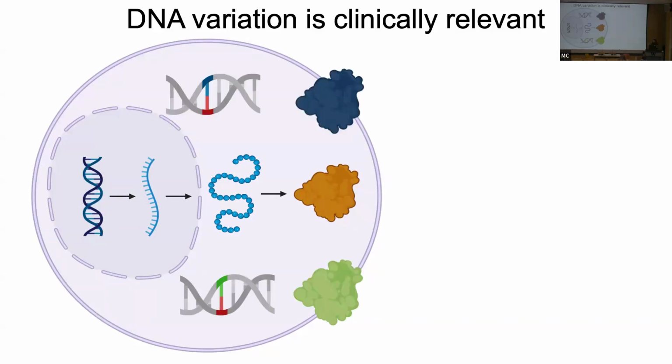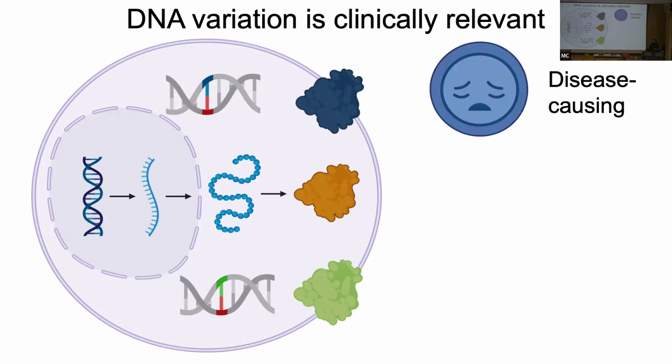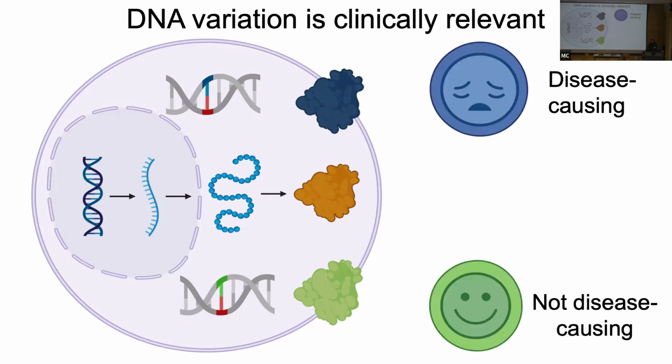Oftentimes, though, as we've heard from the previous two talks, we have variants in our DNA. These are sometimes single nucleotide changes that can produce, for a specific protein of interest, a slightly different protein. These slightly different proteins can sometimes be disease-causing, which means the protein is not functioning the way it's supposed to in the cell, and therefore the cell can either die or just grow really slowly. Other times, these variants can be not disease-causing, which means they're functioning the way they're supposed to.